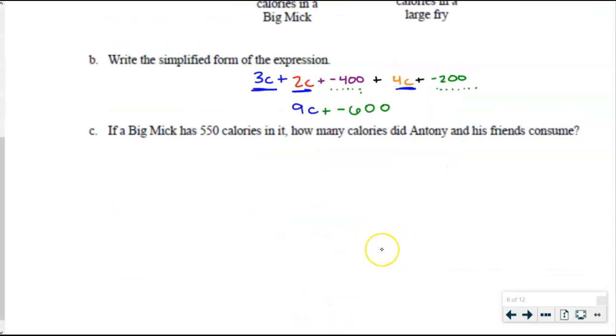So now, if a Big Mac has 550 calories in it, how much did he and his friends consume? Well, we're changing the C to 550. So 9 times C becomes 9 times 550 plus a negative 600. You have calculators, and I can see we've got some ready to calculate. Go ahead, what is it? 4,050? 350. Anthony and his friends consumed 4,350 calories.